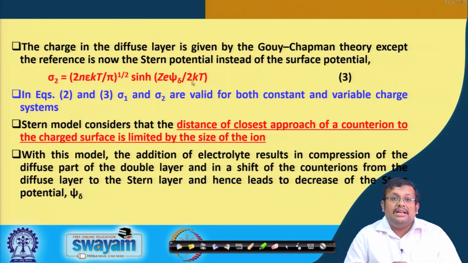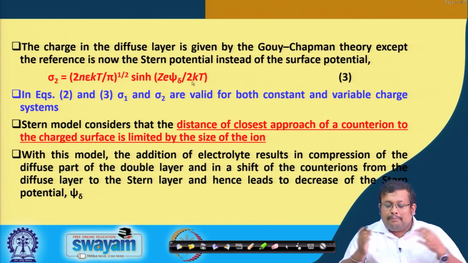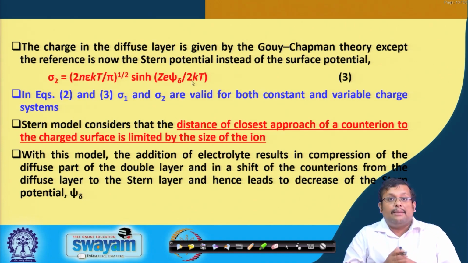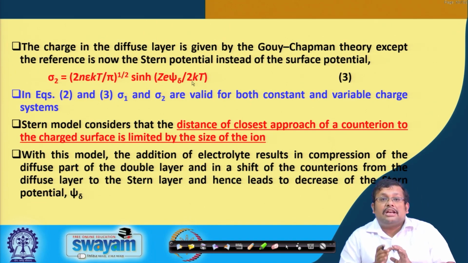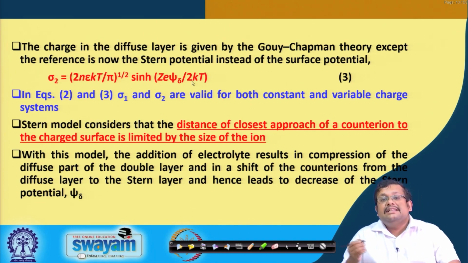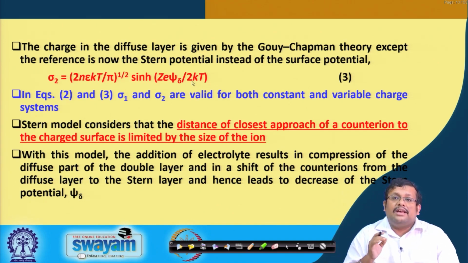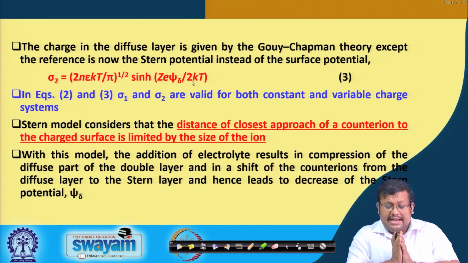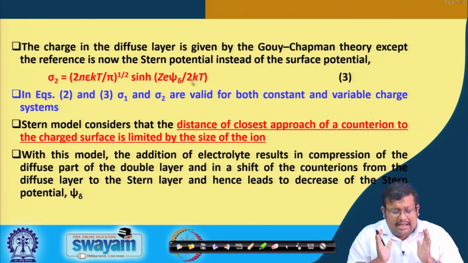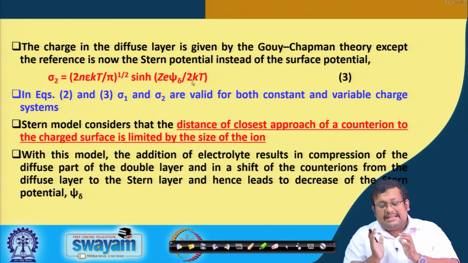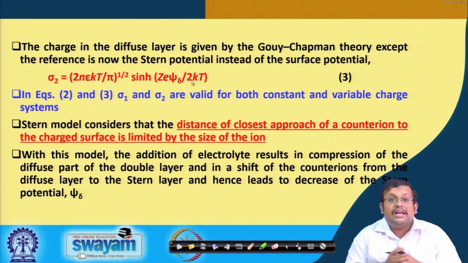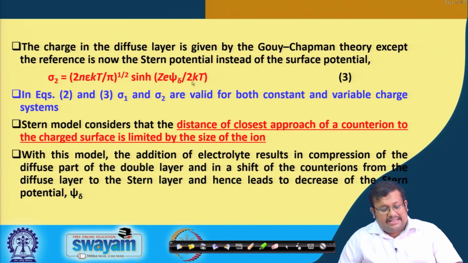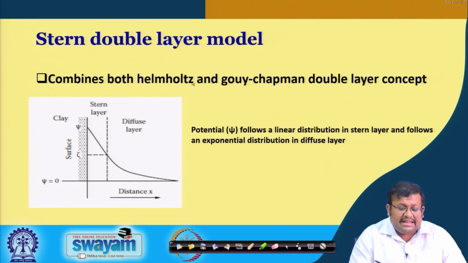With this model, the addition of electrolyte results in the compression of the diffuse part of the double layer, and in a shift of the counter ions from the diffuse layer to the Stern layer, hence leading to a decrease of the Stern potential. So, when we add more electrolyte, there will be a further decrease of the diffuse layer thickness, and the counter ions will compress the diffuse part of the double layer, and as a result there will be a shift of the counter ions from the diffuse layer to the Stern layer, ultimately decreasing the Stern layer potential. So, this is basically the Stern double layer model.